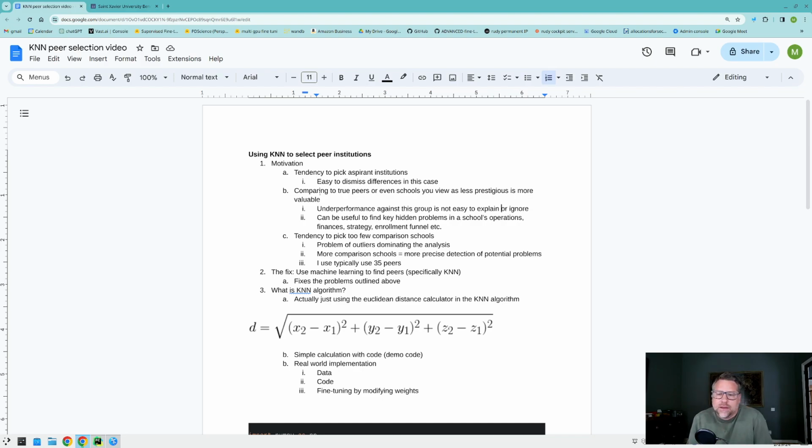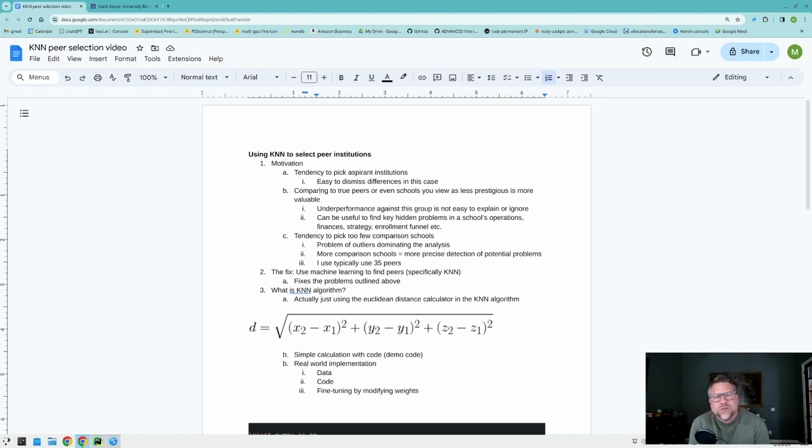So I think benchmarking studies are probably more useful when you compare your school to schools that you think are actual equivalent peers, or even lower ranked, less prestigious schools. I think it's even more useful to compare your school to those. Not because you want to get there, but it's really useful to find potential problems that you didn't know existed at your particular school.